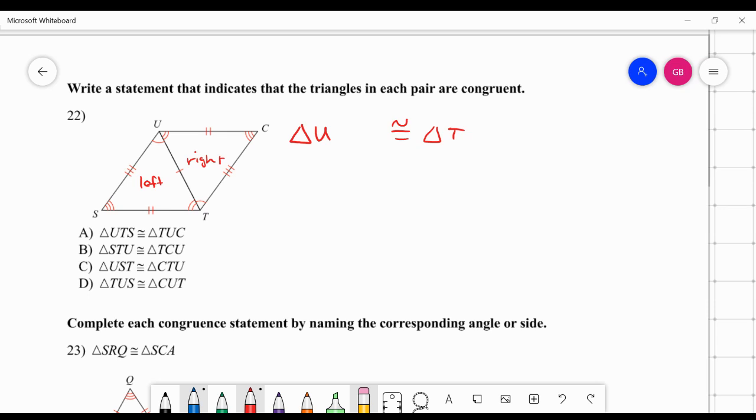And then two arcs would be on the left, it would be T, on the right, it would be U. And with three arcs on the left, it would be S, and on the right, it would be C. So UTS is congruent to triangle TUC. That is option A.